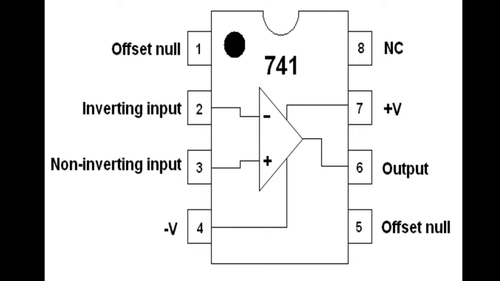and input terminals. This is a pin configuration of IC741. The number 741 indicates that this IC has 7 functional pins, 4 pins capable of taking inputs and 1 output pin. You can apply positive voltage to pin 7 and negative voltage to pin 4. Output is drawn at pin 6. 2 is inverting input and 3 is non-inverting input.